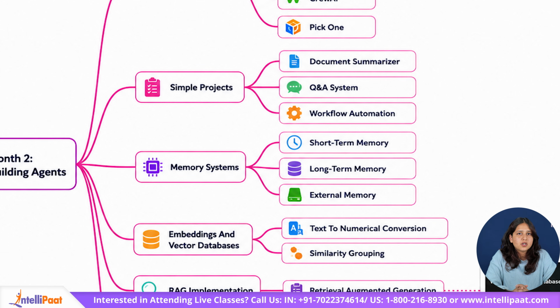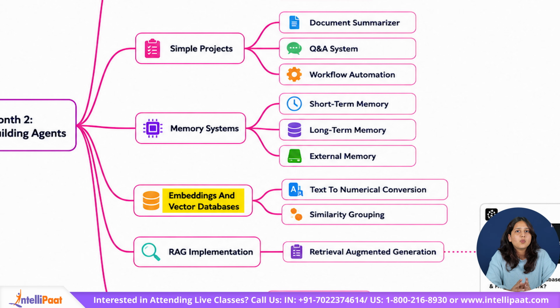This is also where you focus on memory systems. You learn about short term memory, which helps the agent handle ongoing conversations, long term memory, which allows it to retain knowledge across sessions, and external memory, where data is stored outside the model. To make this work, you need to understand embeddings and vector databases. Embeddings convert text into numerical form so that similar information can be grouped together, and vector databases help retrieve the most relevant information when needed.